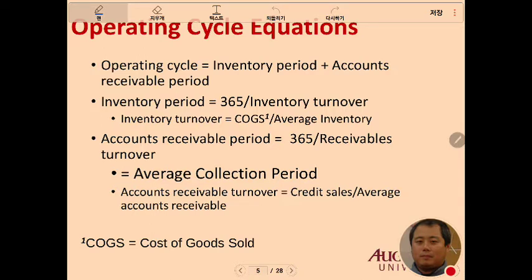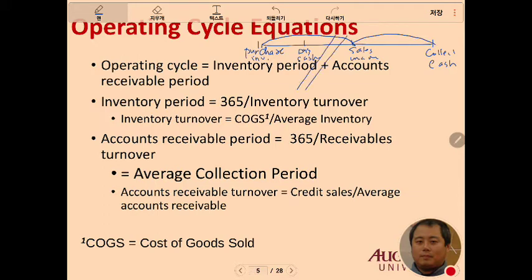So the operating cycle equals this inventory period plus the account receivable period, right? So this is purchase inventory, and you pay cash, sales made, and collect cash. And this is the inventory period, and this is the account receivable period.